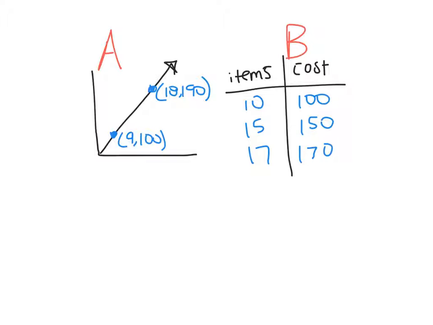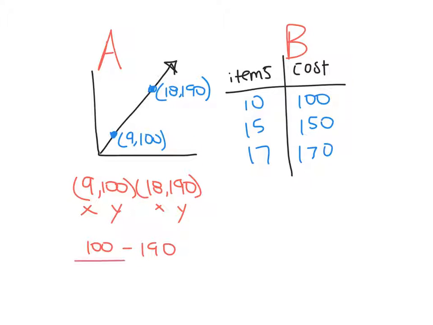So for the first one, for company A, I'm going to write the point out again. You guys can do this as well. And then go ahead and hit pause and find the slope for this one for me, please. And if you did it correctly, you're going to do 100 minus 190. It's always the y's on top. And then 9 minus 18. And then I'm going to have negative 90 over negative 9, which is going to equal positive 10. Correct? 90 over 9 is going to be positive 10.